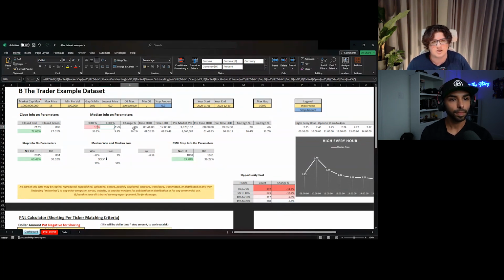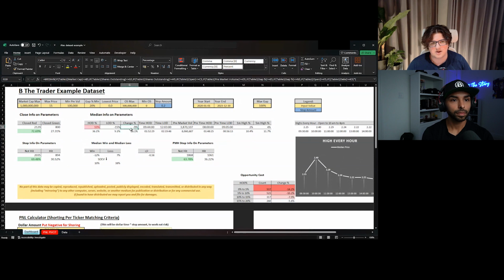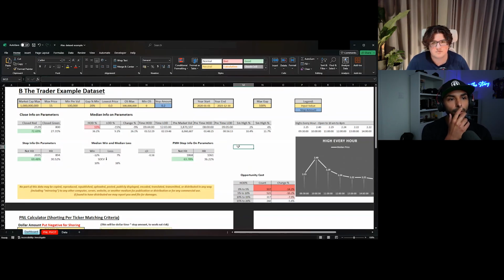But with something that can be plus and minus, this can be the change percentage. So the change percentage is just open to close, and just a casual kind of change percentage. And we could have plus 26% on this 9%, or we could minus another 26% on that minus 9%. Okay. And then looking at it on the left, it says close info on parameters. You got 72% or roughly 73% closed red on the day.